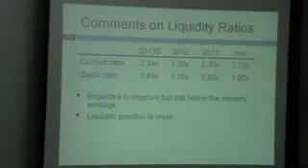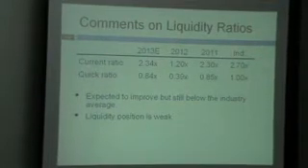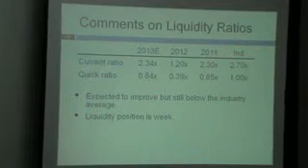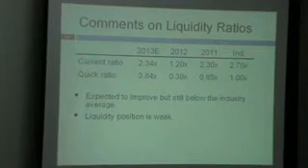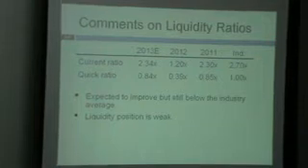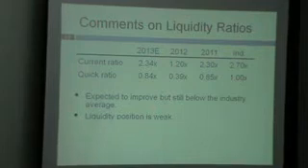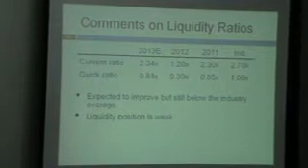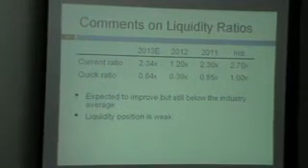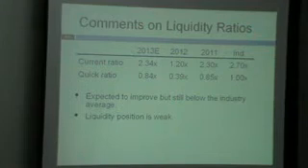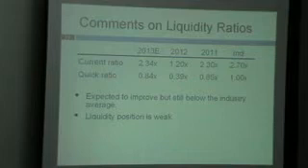So in case of current ratio, you can see that it is below the industry average. The industry average is 2.7, whereas the current ratio for 2013 is 2.34. So it is below the industry, but it is improving, because in 2011 it was 2.3, in 2012 it was 1.2, and in 2013 it improved a bit. As far as the quick ratio is concerned, it is also below the industry average. So based on that we can say the liquidity position is weak.